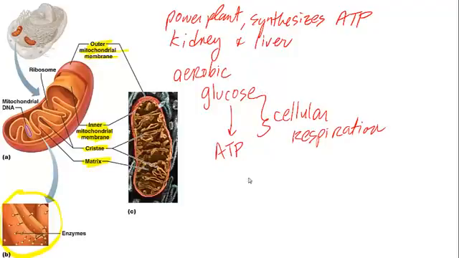Now, mitochondria are one of the most complex of all the organelles that we have. They are special because they actually contain DNA, RNA, and some ribosomes. So they actually have the ability to reproduce themselves, which other organelles do not have.